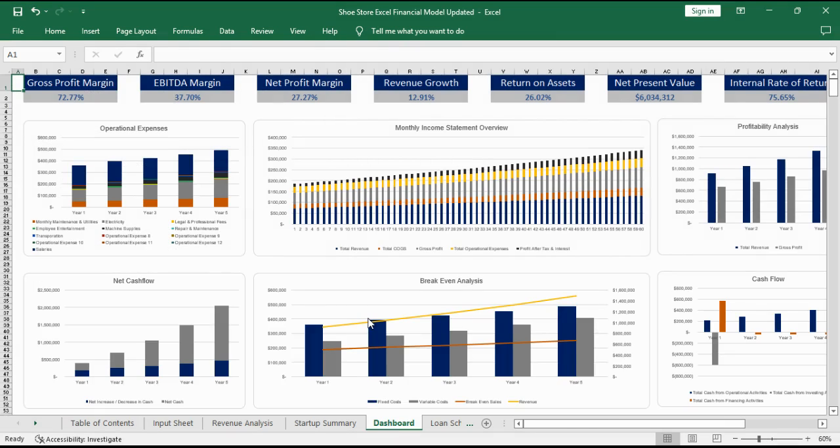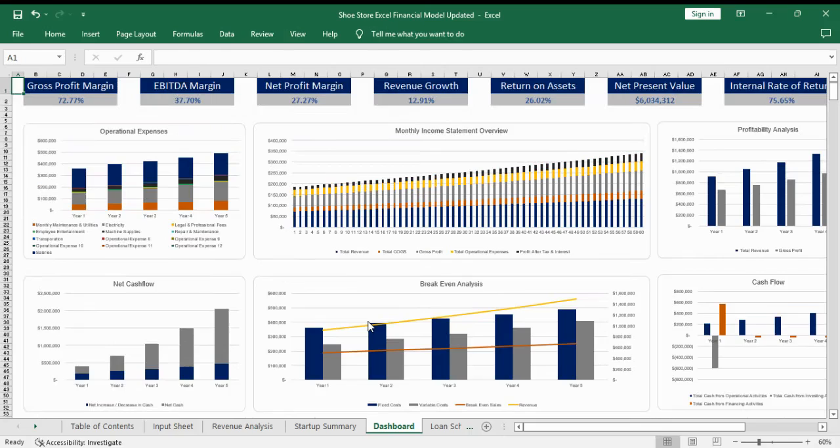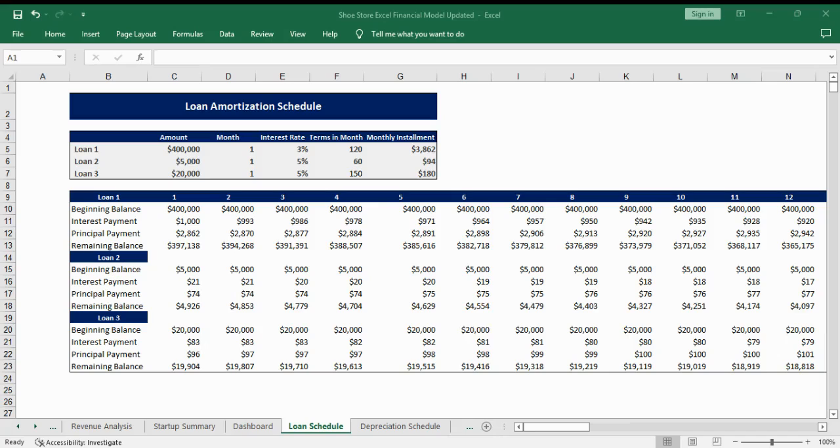Dashboard shows you a visual representation of how your business will be performing over the next 5 years. It includes expense distribution, profitability analysis, cash flows, and break-even analysis. Also, the key performance indicators are mentioned at the top of the dashboard.